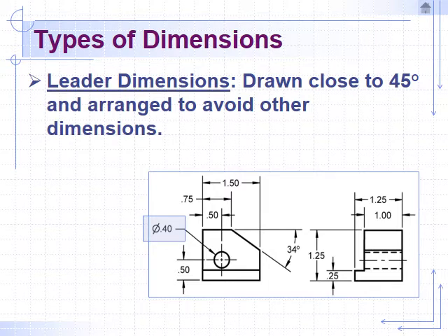And this is the 45 they're talking about right here. The point of the arrow, if this line were to continue straight, would land right on the center point of the object. And so when you arrange these, they shouldn't be off at some weird angle. They should be at 45, pointing straight towards the center point, right there.